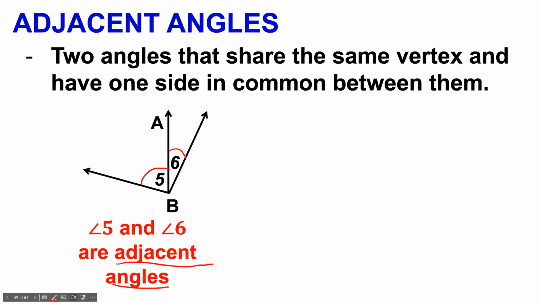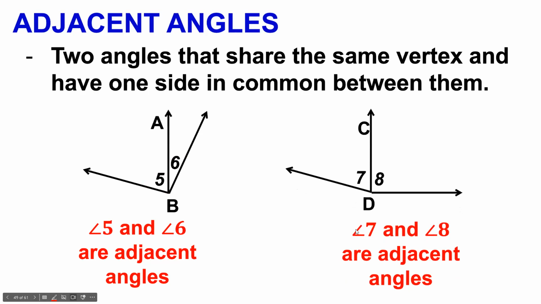And for them to be adjacent, they should have a common vertex. In this case, point B is their common vertex. Let's have another example. We have here angle 7 and angle 8. Their common vertex is point D, while their common side is ray DC. So given that, we can conclude that angle 7 and angle 8 are adjacent angles.